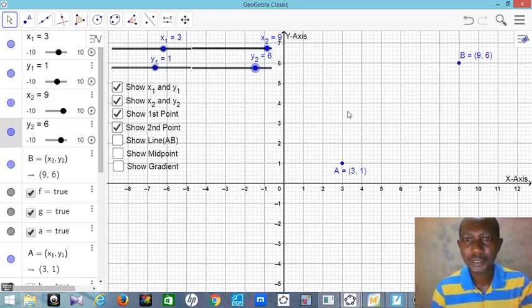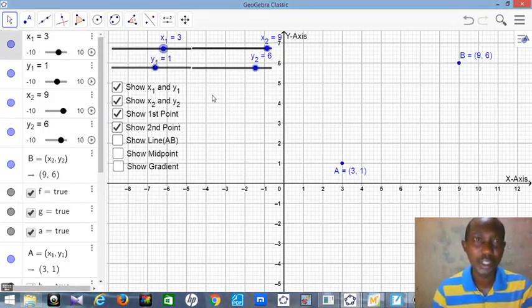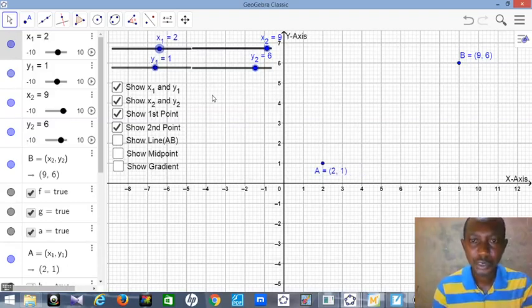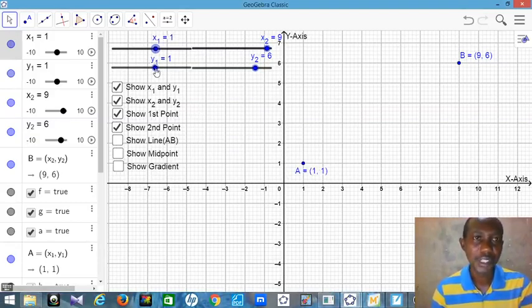So let's leave it here, because all we want to do in this class is to get the formula to use, so that when they ask you to find the midpoint of 2 points, you don't have any issues. You can easily do it. Let me leave this one here. Okay, let me move this. Okay, let's leave it here now.